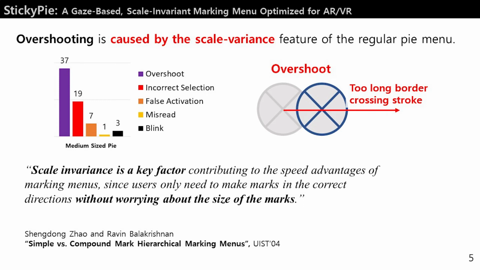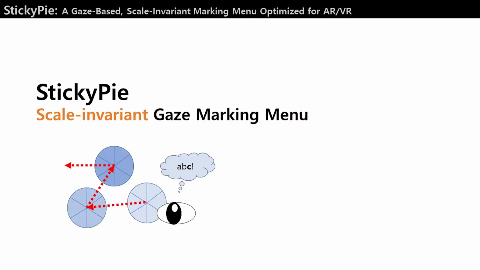We first tested the traditional pie menu interface with various sizes and layouts. We then found that the overshoot error was the highest proportion among the various types of errors. Overshoot error refers to unintended selections caused when a user's eye crosses the border of the next pie unintentionally. It is caused by the scale variance feature of the regular pie menu. Therefore, we designed the scale invariant gaze marking menu named StickyPie.